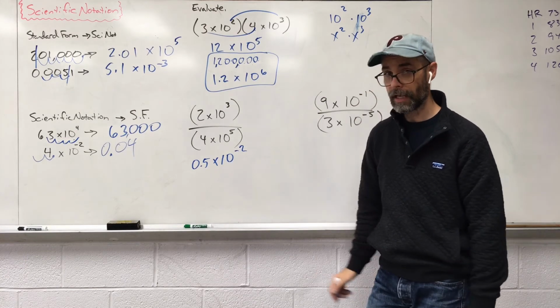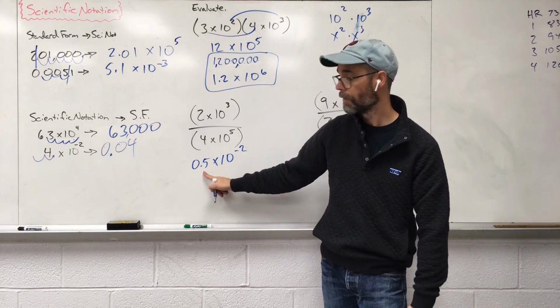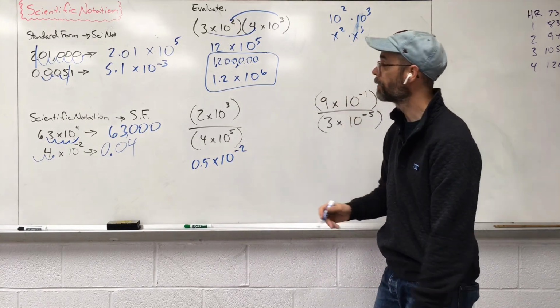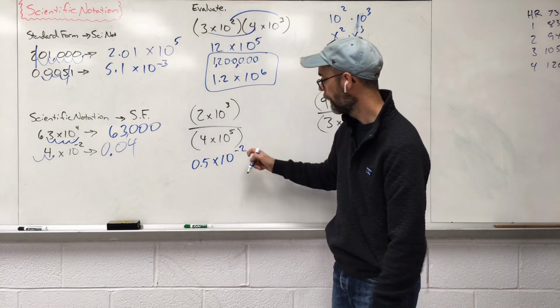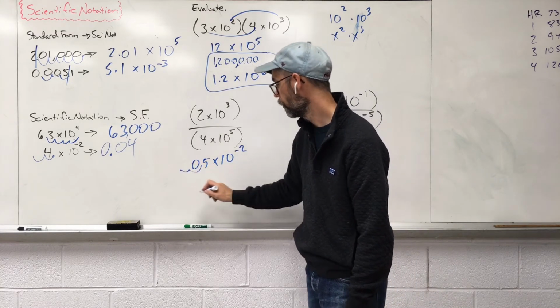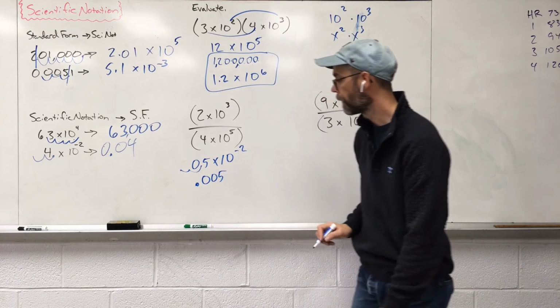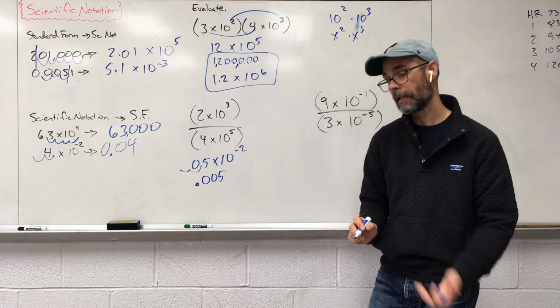I need to rewrite this in scientific notation and standard form. This is not scientific notation because that is not between 1 and 10. So let's rewrite it in standard form first. Negative exponent says let's get smaller. 1, 2. So we're going to have 0.005.